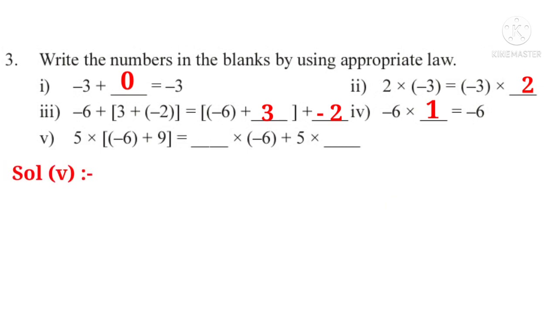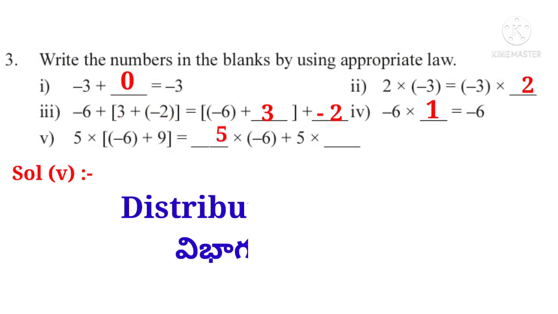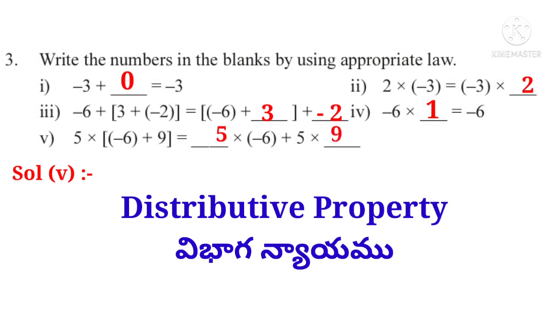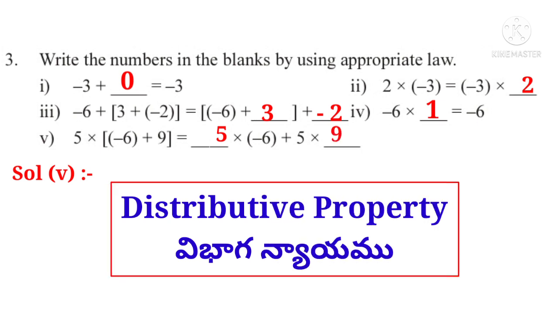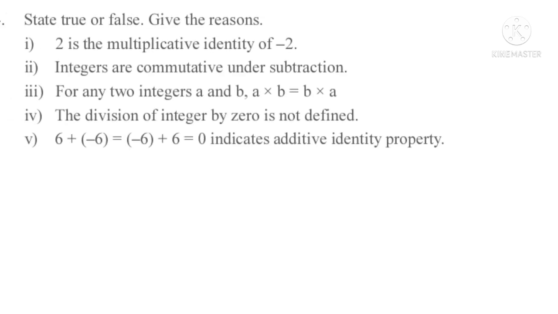Now solution 5. 5 into in bracket minus 6 plus 9 is equal to dash into minus 6 plus 5 into dash. Here observe that the number 5 is distributed to minus 6 and 9. So in the first blank 5, in the last blank 9. So it is called the distributive property. Vibhaga nyayamu.